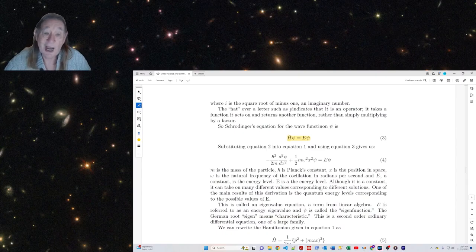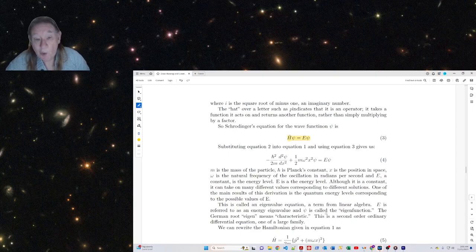This is called an eigenvalue equation. This one right here, the one I've highlighted. This is a term from linear algebra. E is referred to as the energy eigenvalue, and psi is occasionally referred to as the eigenfunction. Eigen, I believe it's a German root, and it means characteristic. So this is a characteristic equation.